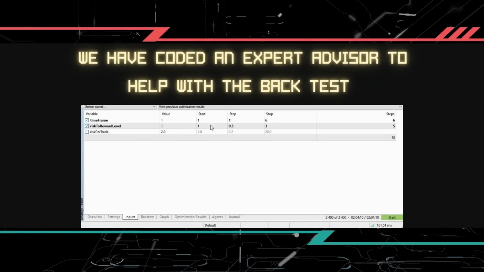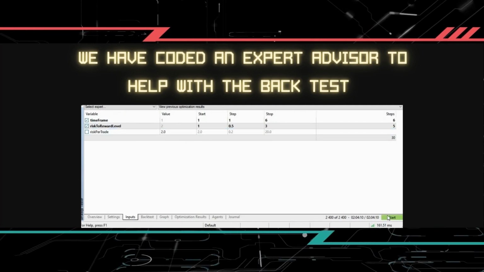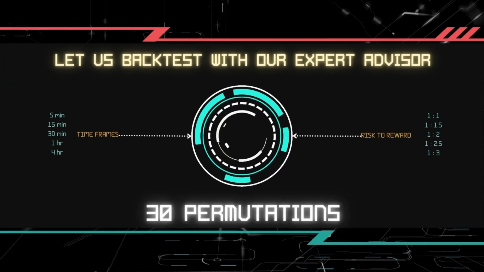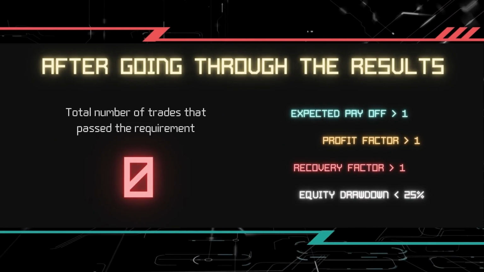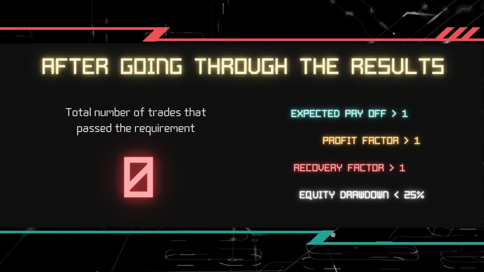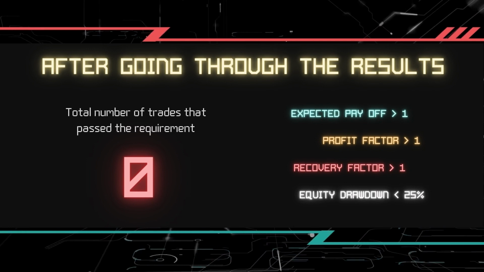Of course, we have verified the trades executed by our expert advisor and we are certain that it is trading according to our strategy. There were a total of 30 different settings to backtest. After going through all the results, it seems like there were no good settings. Even the most profitable ones that gave a return of 40% had a huge drawdown of 49%. This drawdown level is too high for us to handle.